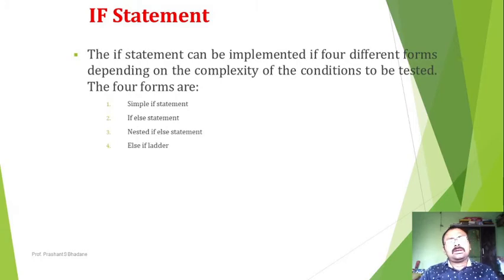The if statement can be implemented in 4 different forms depending on the complexity of the condition to be tested. The 4 forms are: the simple if statement, which has only one condition; the if else statement, used if you have 2 conditions or 2 branches; the nested if else statement, an if that also contains another if; and the else if ladder, used if you have more than 2 conditions.